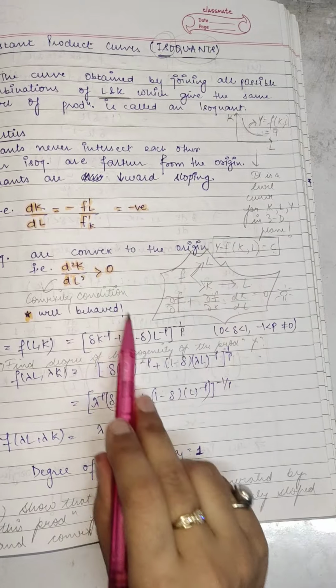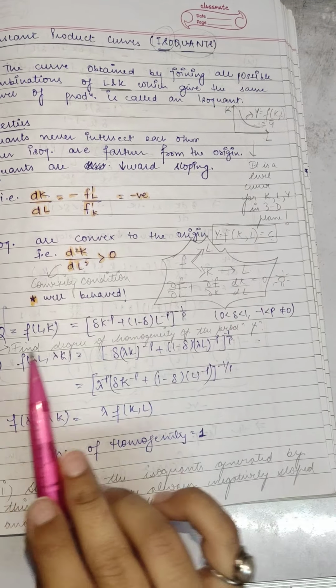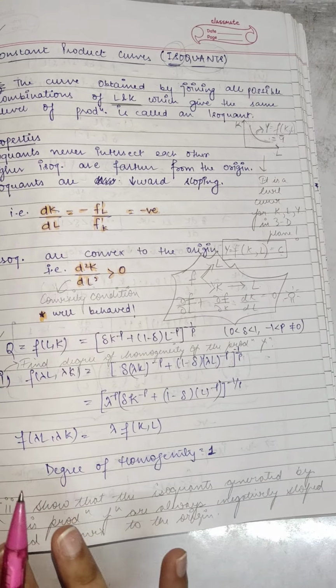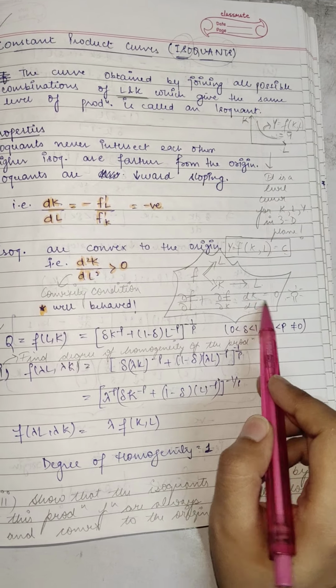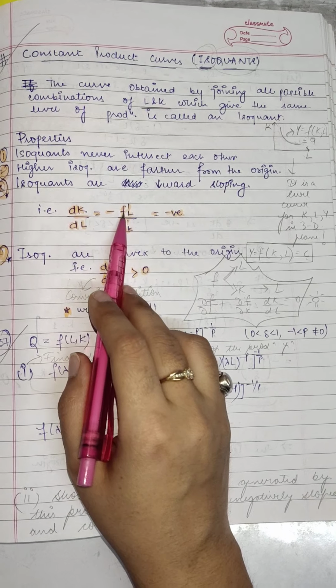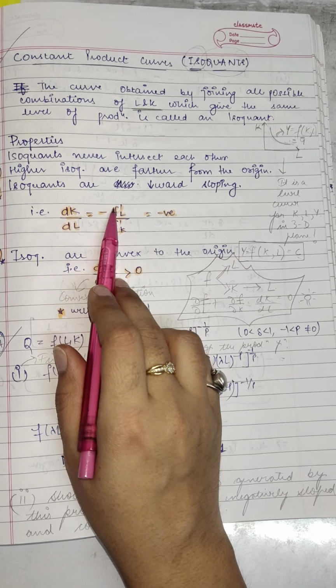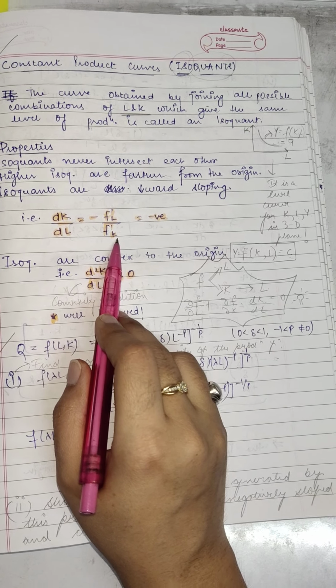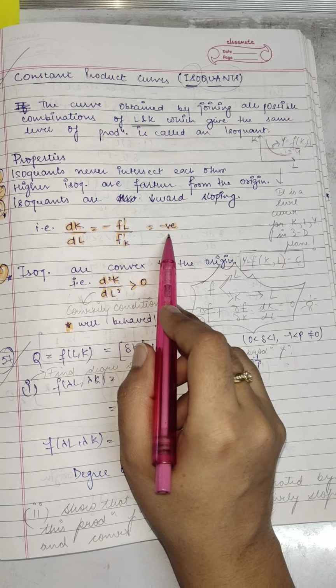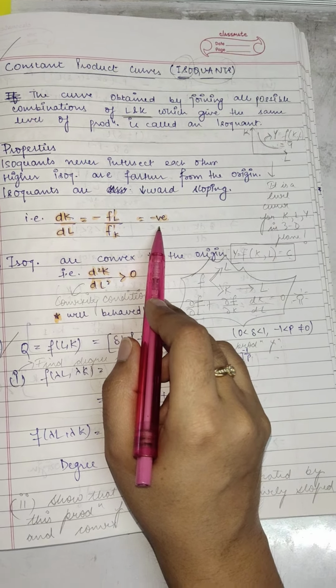This is all something I taught you in partial differentiation. You can revisit those concepts and you can easily check that dK upon dL will work out to be this. That is minus of F dash L, that is del F upon del L, upon del F upon del K, that is F dash K, which is negative. That means the slope of the isoquant is negative.